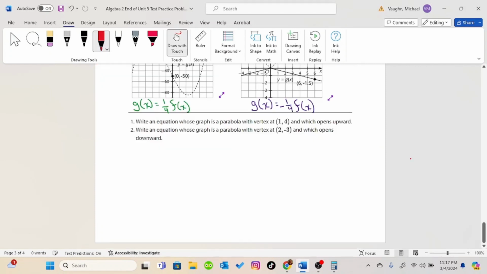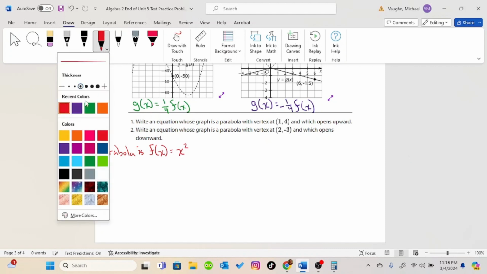Our last practice problem for the test review. Number 1. Write an equation whose graph is a parabola with vertex at 1, 4, and which opens upward. So remember, the generic parabola is f of x equals x squared.